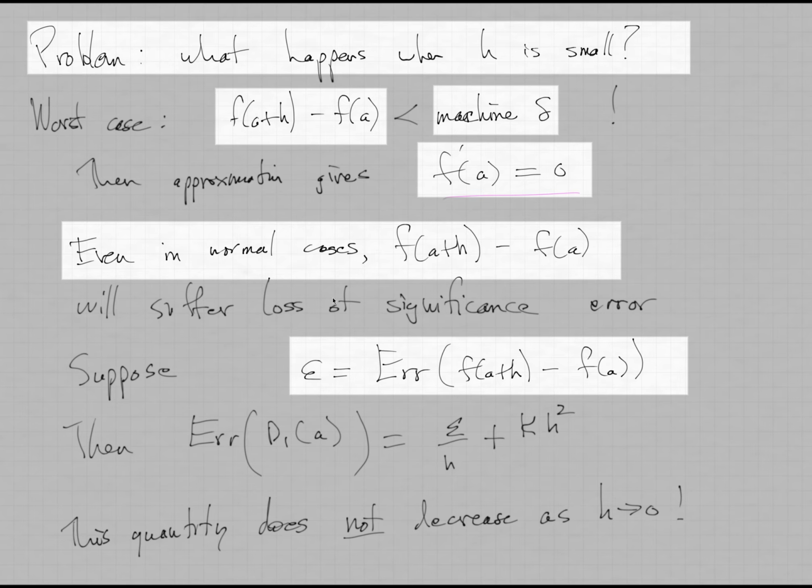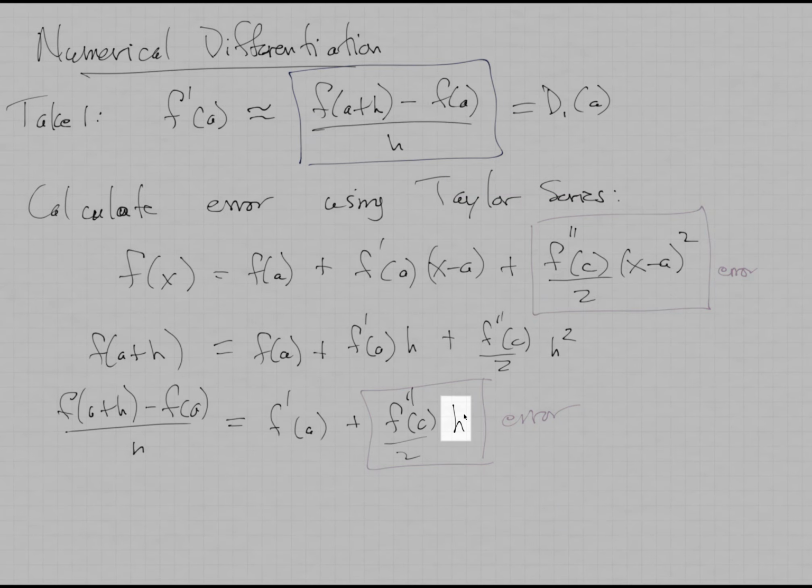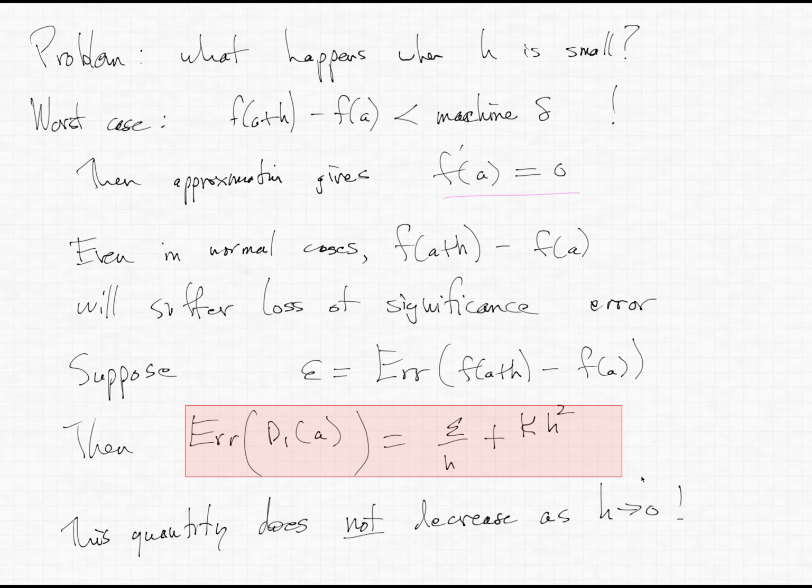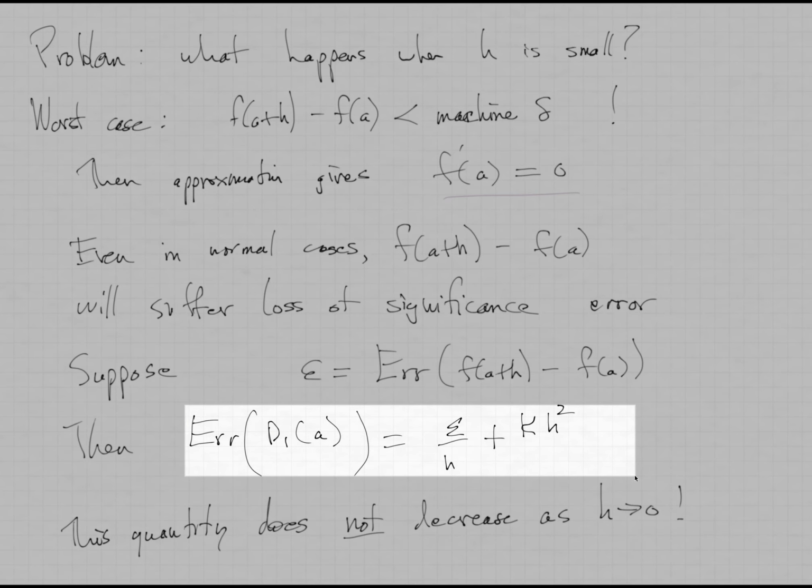But in addition, of course, we also have the error from the previous page, right? We've got this error, which is just theoretical. No matter how small h is, we're still going to have this error. So you combine the two errors together, and you get this expression. We can say that the total error, by using our formula D1 to estimate the first derivative, is going to be epsilon over h plus some constant times h squared. That constant is going to be f double prime of c over 2, but the point is, it's some constant times h squared.